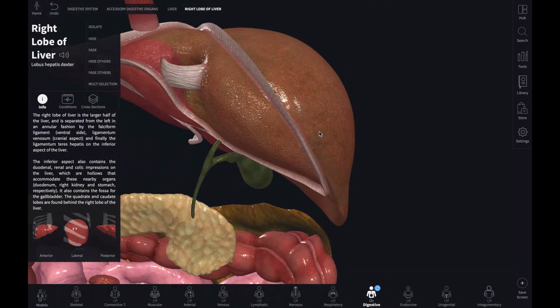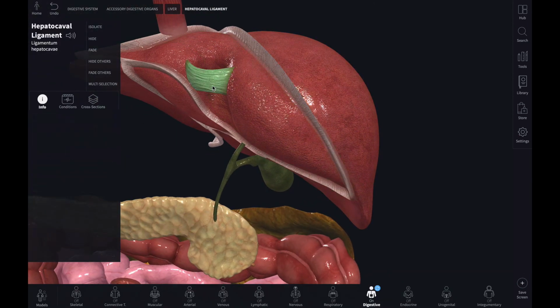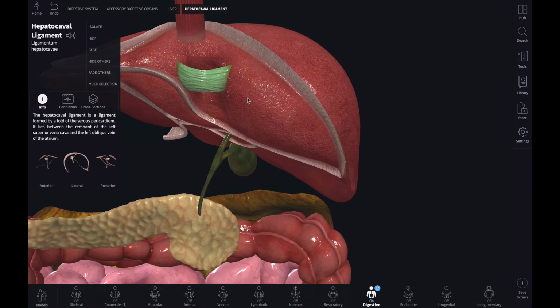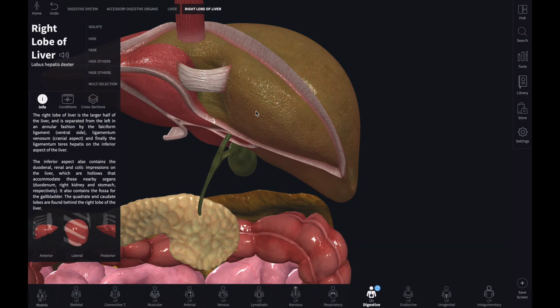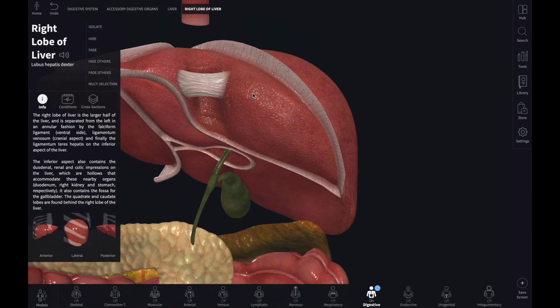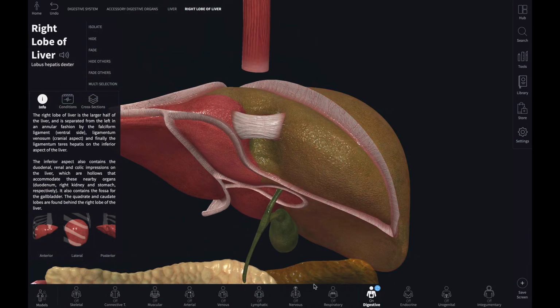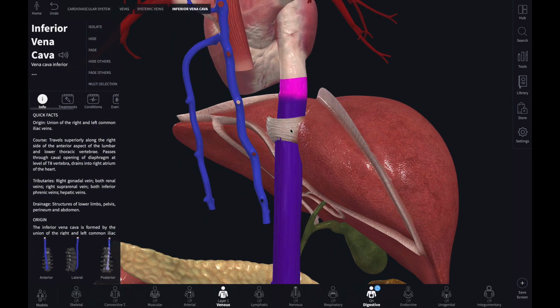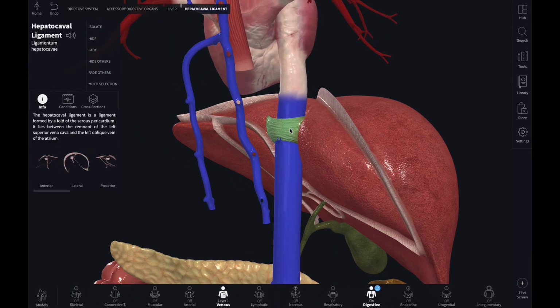The posterior aspect of the right lobe is giving one hepatocaval ligament. What is this? This right lobe is hugging the inferior vena cava. Please, you have to note this, because I will tell you the clinical importance of it. This is the inferior vena cava, and this is the hepatocaval ligament.